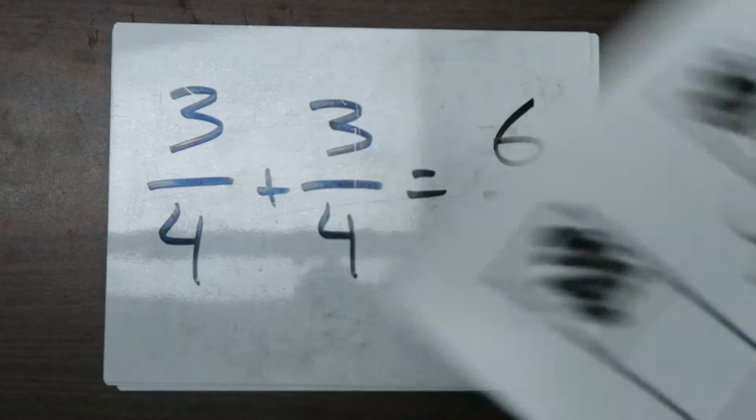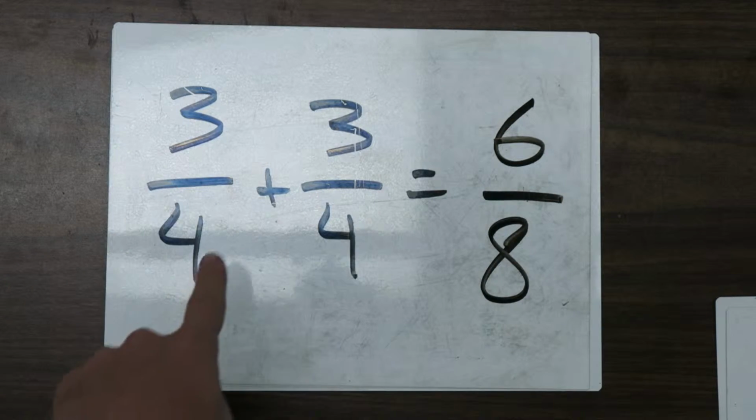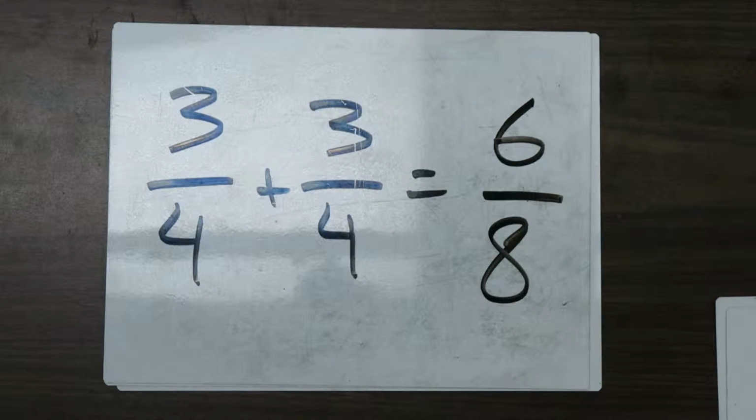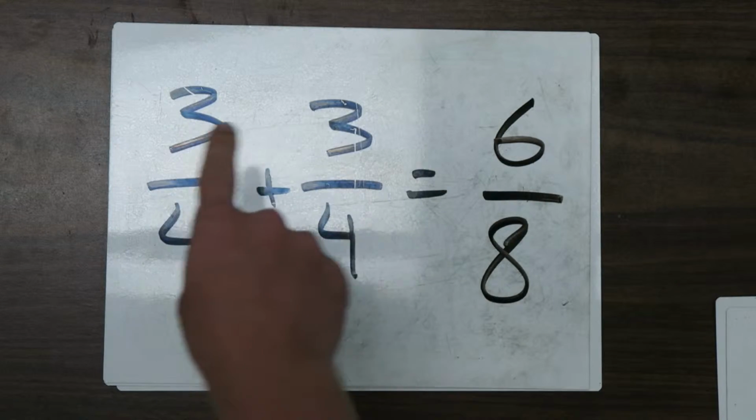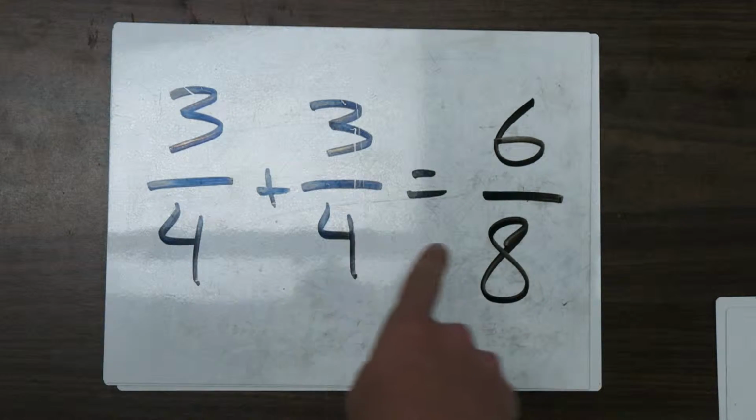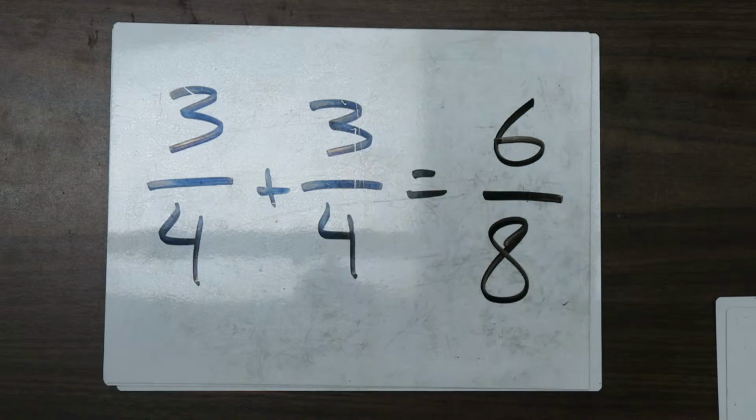Here's another example. 3/4 plus 3/4, and I got 6/8. So again, I'm adding across. 3 plus 3 is 6, 4 plus 4 is 8. However, I made a mistake here as well. Well, how do I know?